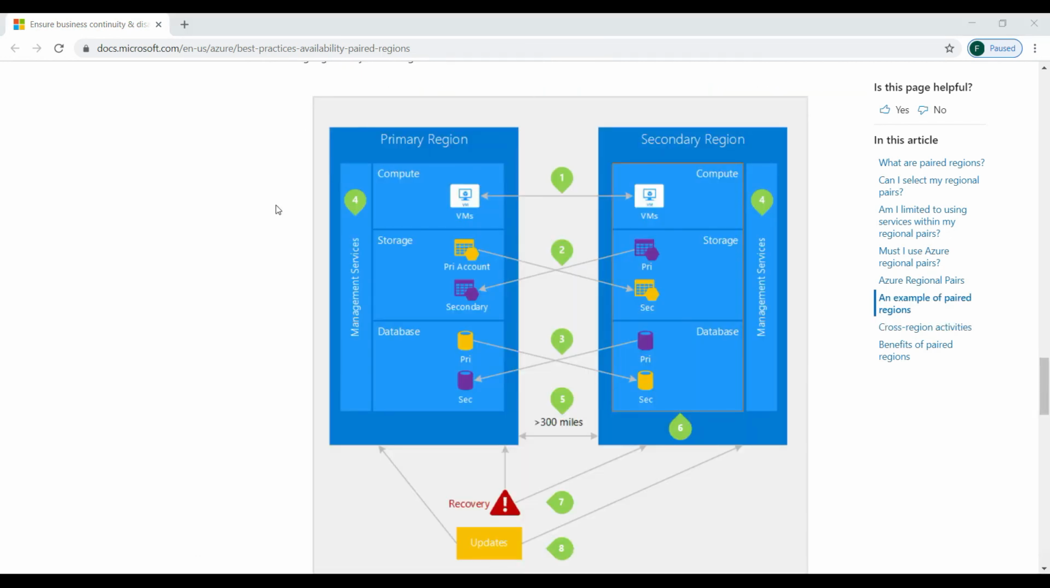So with this theoretical understanding of region pairs, we will do one demo on region pairs by creating services in two different regions belonging to the pair. And also we'll understand a new concept called Front Door, as to how we load balance these services to ensure that the service from one of the regions in the pair is always up and running.